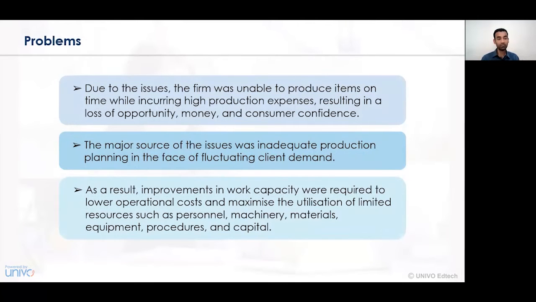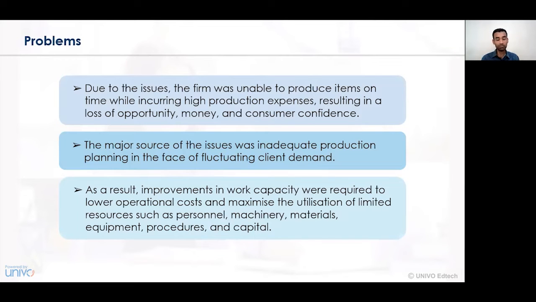Now let's understand the various problems associated with this particular case. Due to the issues with respect to the product, the competition, quality and demand factors, the firm was unable to produce the item without incurring high production expenses. The expenses of the company were rapidly increasing, but there was no consumer demand for a certain product. The consumer was losing confidence in the product and in the market, and accordingly, the competitors were benefiting from those concerns.